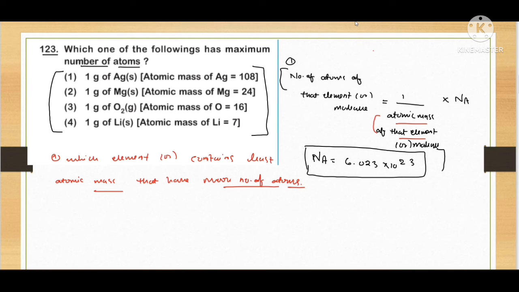Now let us verify the given options. Here among the given options, the least atomic mass is lithium. Here the least atomic mass is 7. The highest is silver. According to the concept, which element contains the least atomic mass that has the more number of atoms? Here the least one is lithium. So our answer is 4, which is the correct answer.